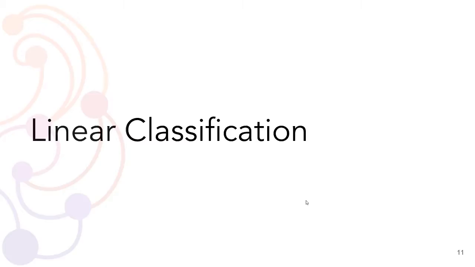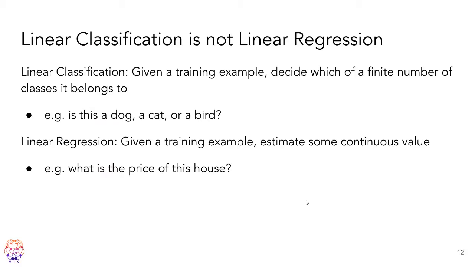Okay, so the next thing we're going to explain is support vector machines, which is our other model. But first, I'm just going to briefly go over what linear classification is, since you sort of need to know that as well. There's an important distinction between linear classification and linear regression. Linear classification takes in some training example and classifies it into a discrete number of classes. For example, you could have a picture and you need to say, is this a dog or is this a cat?